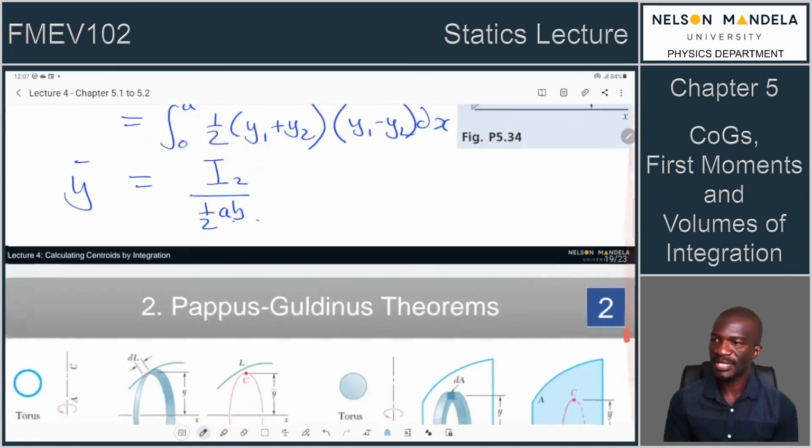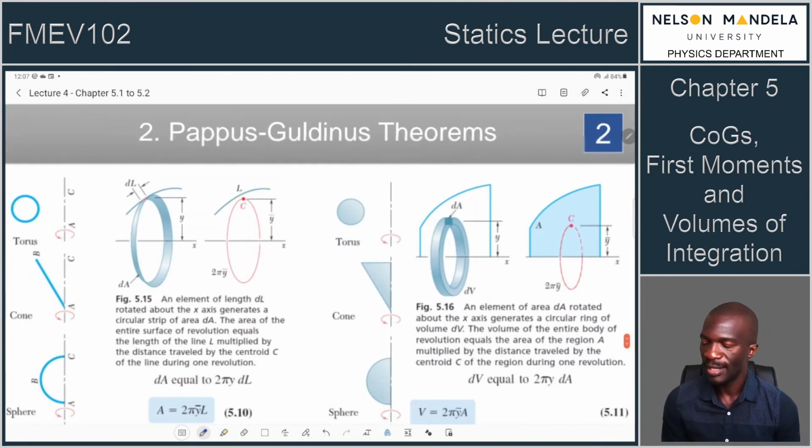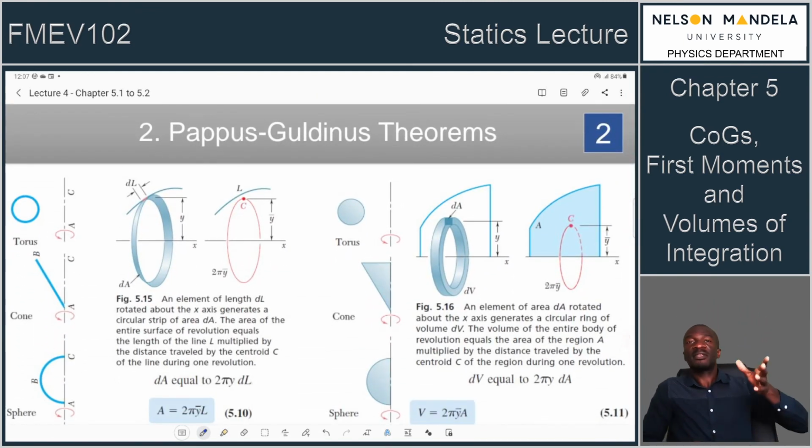Right, so that summarizes your integration methods to find the centroid. You just use the first moment equation. So now we are at the last stage on finding areas and volumes of integration using Pappus-Guldinus theorems.